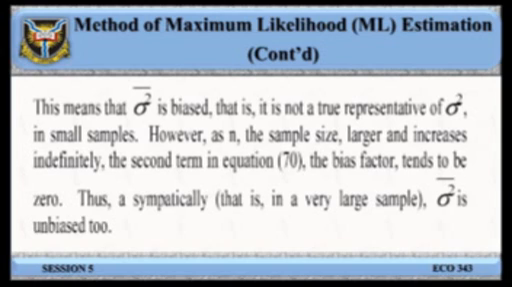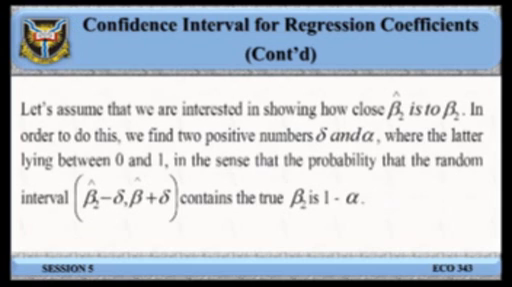However, as n, the sample size, increases indefinitely, the second term in equation 70, the bias factor, tends to 0. Thus, asymptotically, that is, in a very large sample, the variance estimator is unbiased too. Confidence interval for regression coefficient.